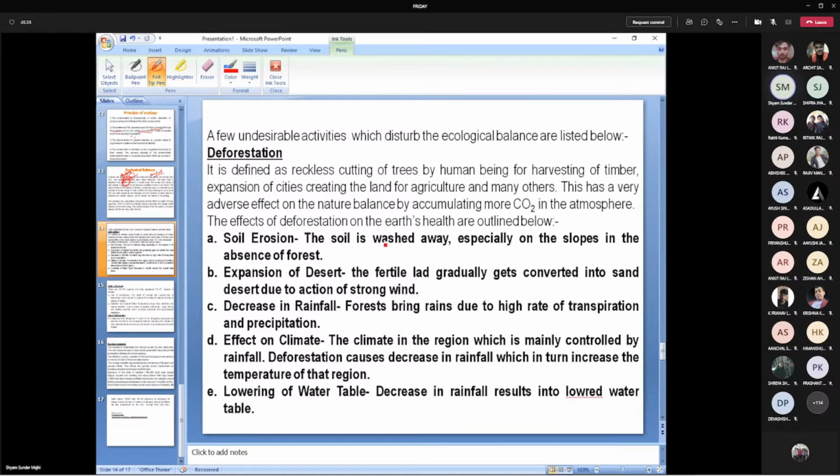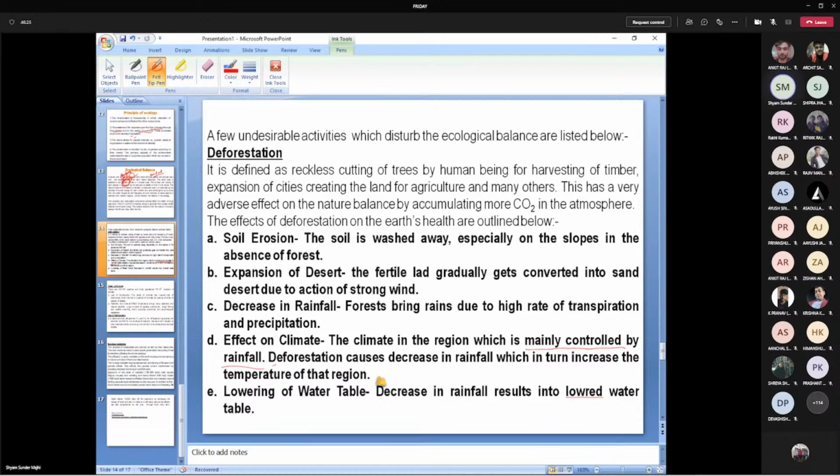So soil erosion: the soil is washed away, especially on the slopes in the absence of forest. First point. Second point, expanses of desert. The fertile land gradually gets converted into sand desert due to the action of strong wind. Decreases in rainfall: forests bring rains due to the high rate of transpiration and precipitation. Then effect on climate. This point is very, very important. The climate in a region is mainly controlled by rainfall.